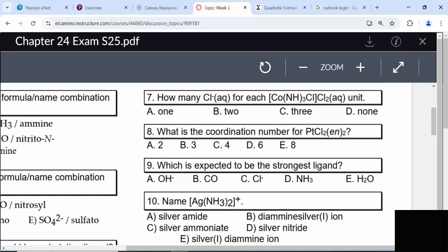Close. That was close. Dichloro, diethylene, diamine, platinum 4. Close, but not quite there. Yes, that's it. Dichloro or dichlorido, bisethylene diamine, platinum 2. We wouldn't use platinate because it's just a neutral complex. This is a complex compound. And what is the coordination number for this?